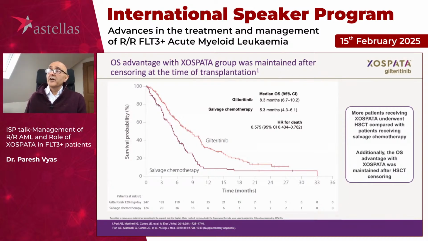This is looking at overall survival in the gilteritinib group, and this was censoring at the time of transplantation, gilteritinib versus salvage chemotherapy, i.e. in those patients who had a transplant. Prior gilteritinib gave you a bigger survival than salvage chemotherapy. So if you're going to take a patient to transplant, you do better with prior gilteritinib, and post-transplant, you do better with maintenance gilteritinib post-allograft.